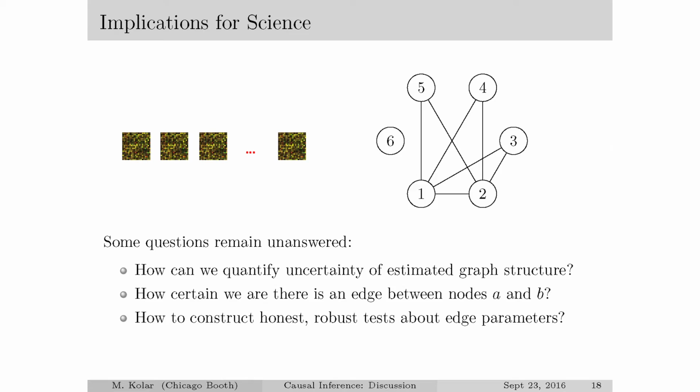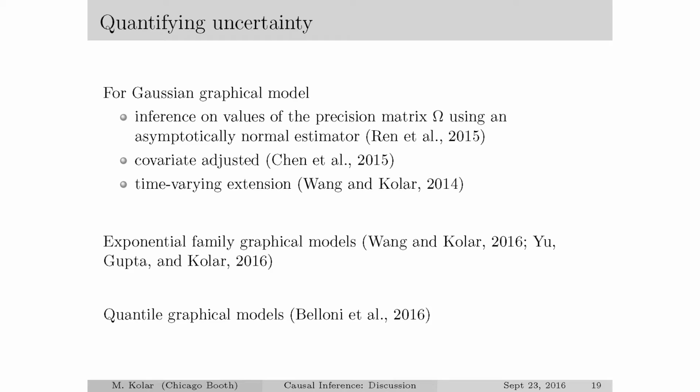And this has been done in the last 2 years. Well, not quite, actually. The paper by Ren et al. appeared on arXiv in 2013. So for the case of Gaussian graphical models, there was work in 2013 discussing how one can construct asymptotically normal estimators for elements in the precision matrix. And then there have been extensions to other classes of models.